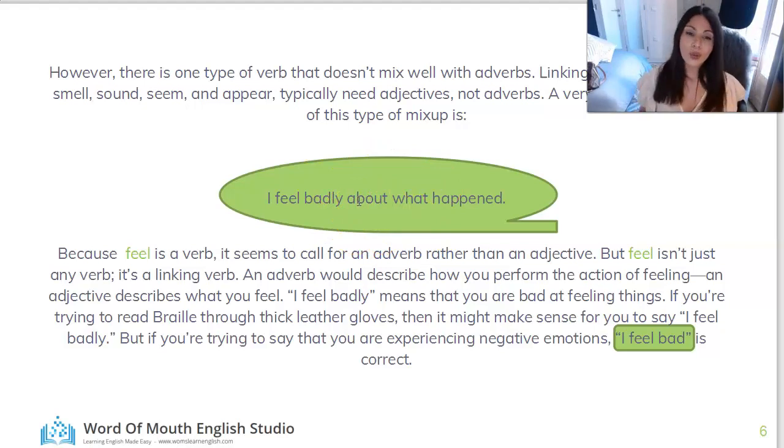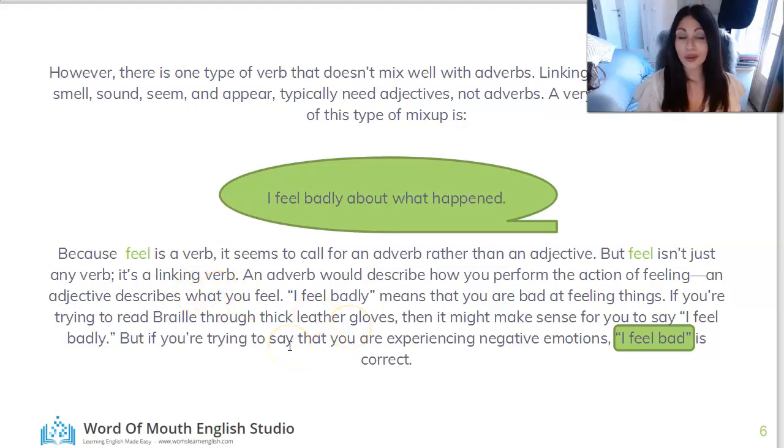Okay, so we don't say "I feel badly about what happened." So badly is actually the wrong word to use in this case. Let's discuss why. Feel is a verb, so because it's a verb, it usually seems like it might need an adverb rather than an adjective, but be careful, because feel is not any verb. It's a linking verb, as discussed earlier. So an adverb would describe how you perform the action of feeling. However, an adjective describes what you feel. So it describes what you feel. That's an important word right there.